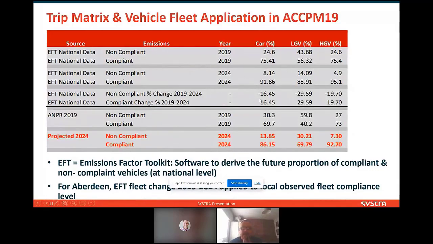What we did in terms of Aberdeen was we knew what the proportions were in Aberdeen from the ANPR data. So we had local data for Aberdeen. Instead of 75% compliant, in Aberdeen it was 70% compliant cars. So we applied that growth to a local number. Effectively by 2024, instead of 70% cars compliant, we've got 86% compliant. And the same goes for LGVs and HGVs. There are proportions for those vehicle types as well.